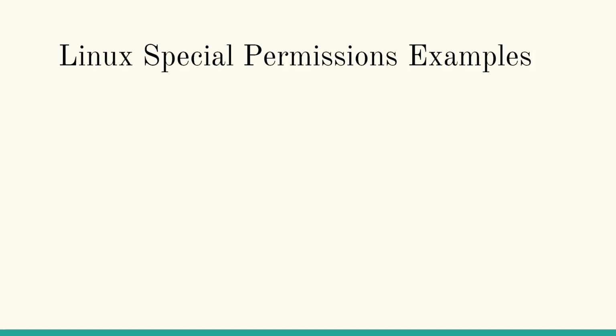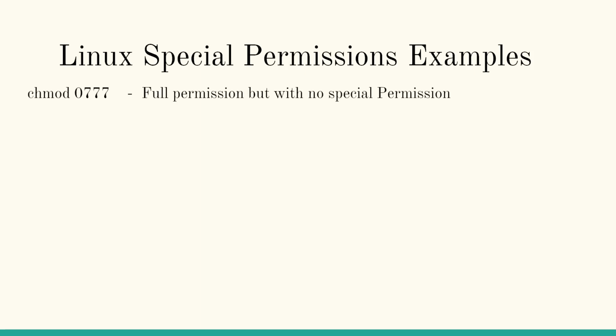So how do we provide the S, small s or capital S, or the T, small t or capital T, which are the SUID, SGID, and sticky bit? How do we actually do that using the regular commands? Now this is an example: chmod, as you can see, not 777 but 0777. This gives full permission but with no special permission at all.